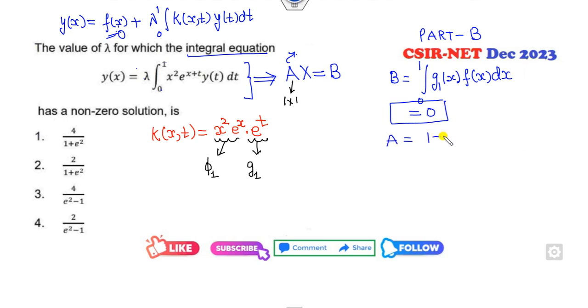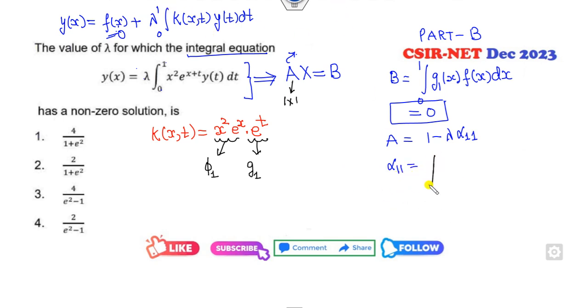Now what is my A? A is 1 minus lambda times alpha 1 1. Because it's 1 cross 1, I have written it here. If it is 2 cross 2, then this value will be 1 minus lambda alpha 1 1, minus lambda alpha 1 2, minus lambda alpha 2 1, 1 minus lambda alpha 2 2, and so on. If you have 3 cross 3, you have to write it in this manner. You can watch my previous lecture and learn it quickly.